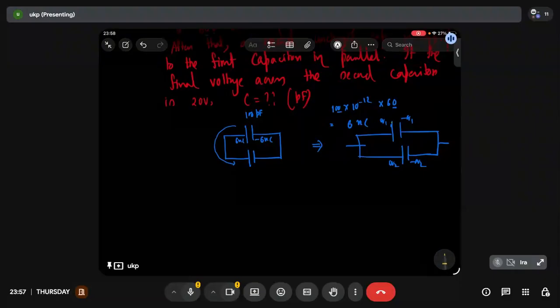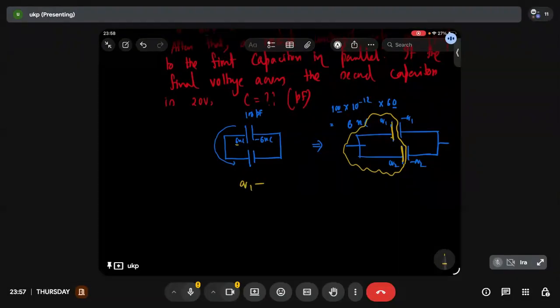Look at this particular plate and this particular plate. Can I observe these two plates are collectively isolated from the rest of the network? So the sum of charges in these two plates will be constant. So Q1 plus Q2 का value 6 nanocoulomb ही रहेगा क्या? Anyone confirm me once? Q1 plus Q2 will remain 6 nanocoulomb only.